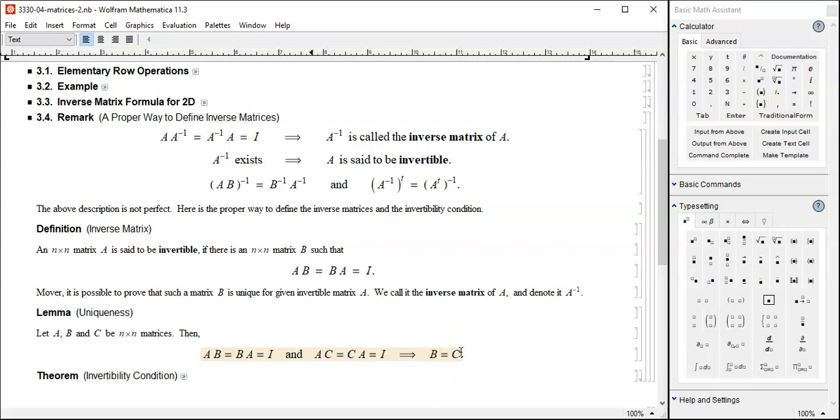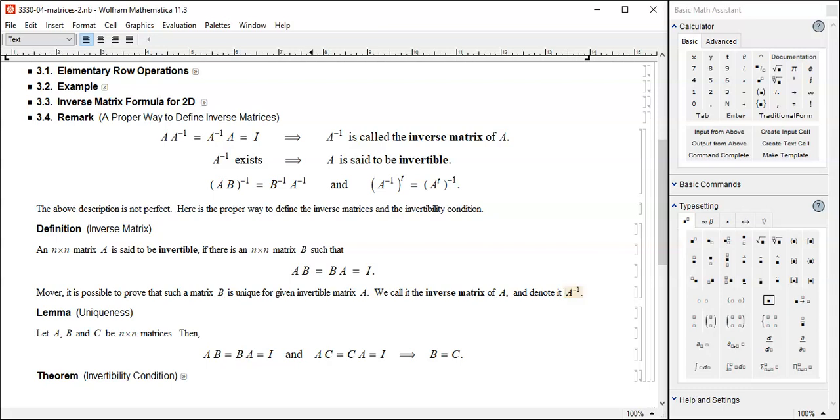Then these two matrices have to be the same, which means there cannot be two different inverses. They have to be the same. In other words, the inverse is unique for a given matrix A. Consequently, we can define it as the inverse matrix, and we can give appropriate notation.